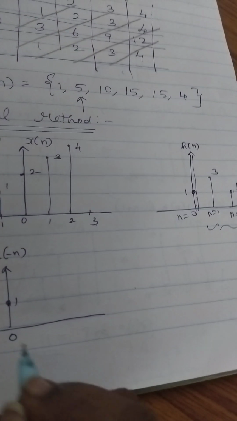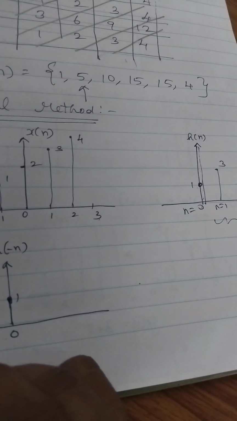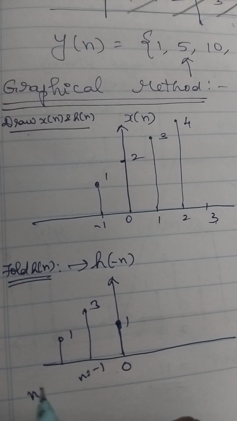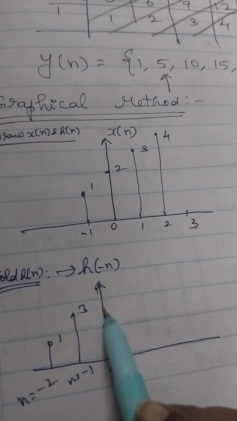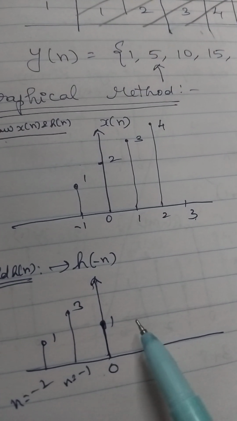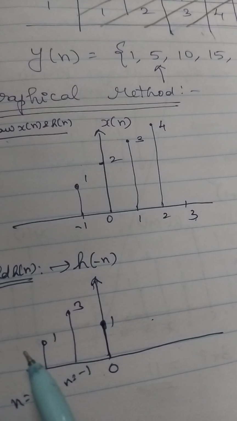Okay, at 0 you are having the same element 1, at n is equal to minus 1 you have the element 3, n is equal to minus 2 you are having the element 1. So you imagine your y-axis to be the mirror, and whatever is the right hand side element, it is being shifted to the left hand side.